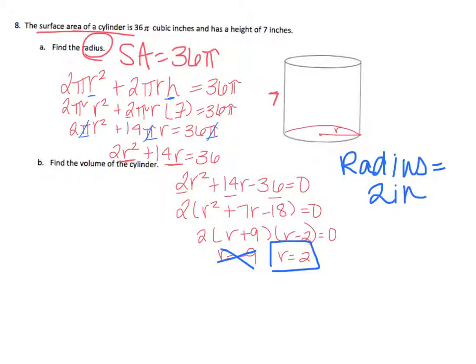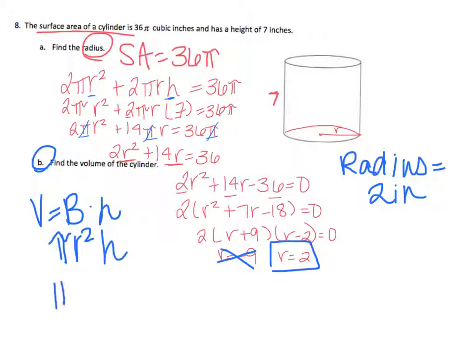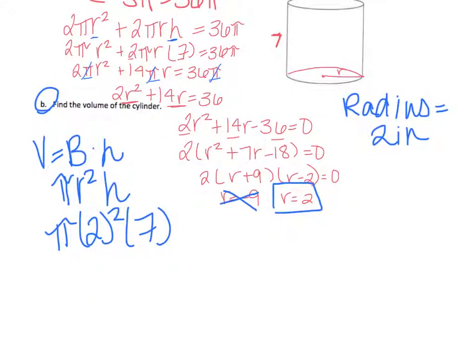And then if we take that to b, we want to find the volume of the cylinder. So in order to find the volume of the cylinder, you always take the area of the base times the height. And in this case, our base is a circle. So to find that area, we do pi r squared times the height. So this is going to be 2 squared times 7. And let's see, that will be 4 times 7, which is 28. So 28 pi inches cubed.